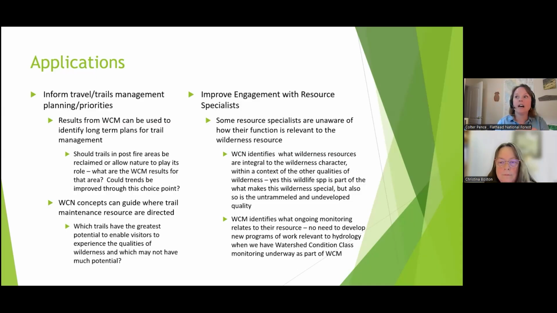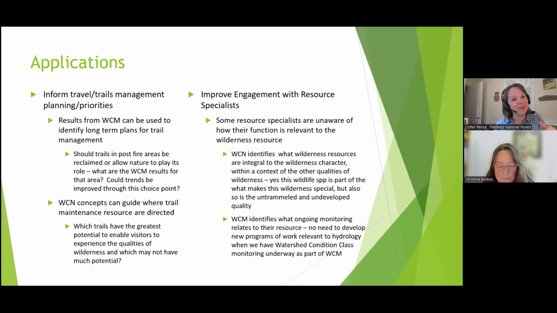I'm going to go to the second column here. Improving engagement with resource specialists. Some resource specialists are not fully aware of how their specialty is relevant in wilderness. 44% of the Flathead National Forest is wilderness, and many of the resource specialists here think that's where they don't work. 44% of their job, as far as I'm concerned, is their job. But anyways, the wilderness character narrative offers a soft entry point, I think, for resource specialists to understand how their resource is relevant in wilderness and integral to wilderness character.